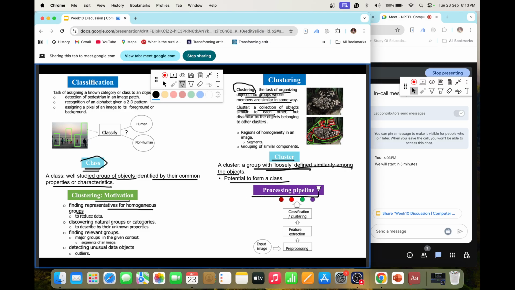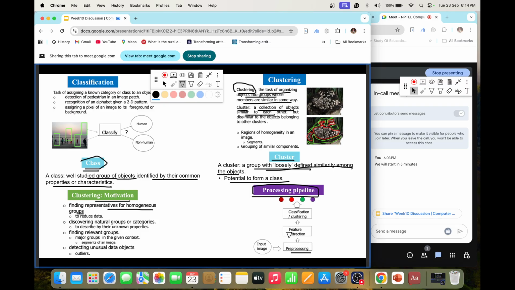Now this is the processing pipeline for either classification or clustering. First we take the input image, then we do the pre-processing step. Pre-processing means before applying any algorithm, we have to pre-process the image, like resize the image, or sometimes we do an augmentation step where we have a small number of images. To increase the number, we apply different augmentation steps like flipping, etc., to increase the number of images.